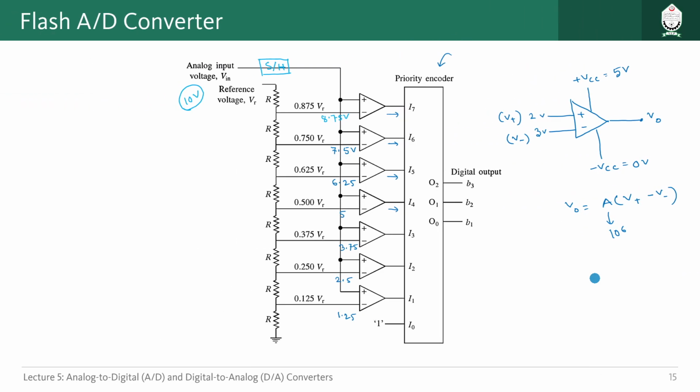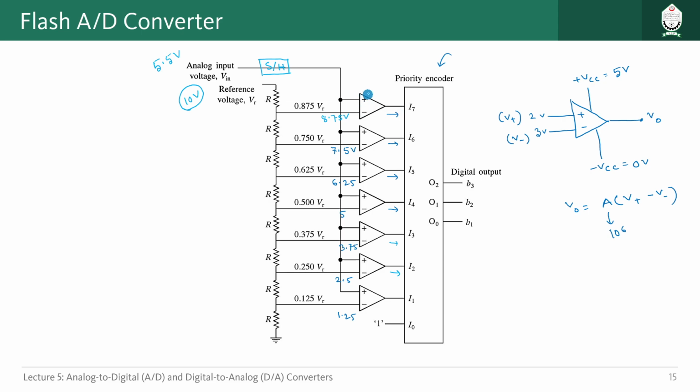That means here also, looking at the outputs of the op-amps, multiple op-amps can output logic high at the same time. In that case, this priority will help us. Let us try to understand using an example. Let's say we have provided an analog input voltage of 5.5 volt, which is coming to the positive pins of all the op-amps. For all the op-amps, what should be the output value?